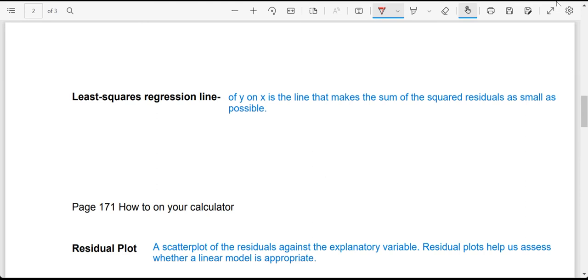The least squares regression line of y on x is a line that makes the sum of the squared residuals as small as possible. Why is this important? Because we clearly want that, right? We want our regression line to be as accurate as possible. We don't want big residuals, okay? We want to have accurate data that we can predict. On page 171, you can be shown how to do all this wonderful stuff on your calculator. I recommend you go through the process.